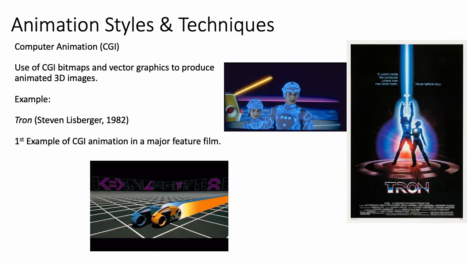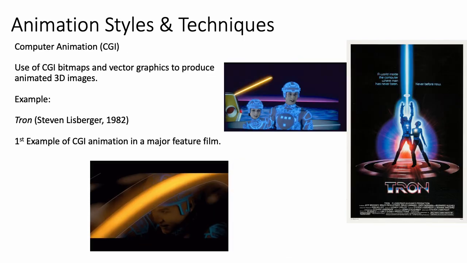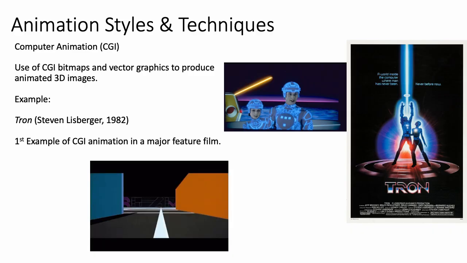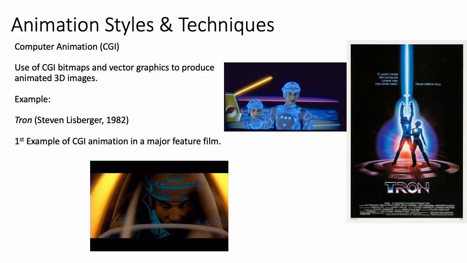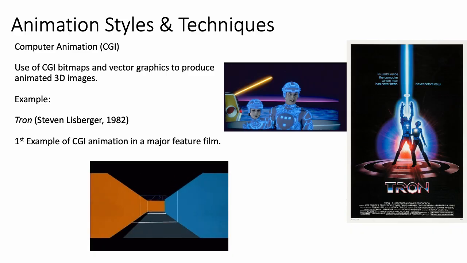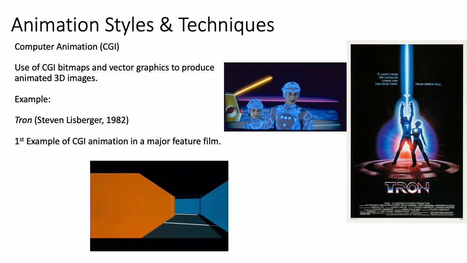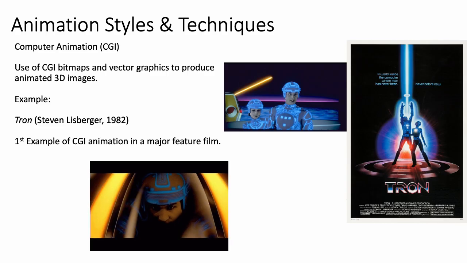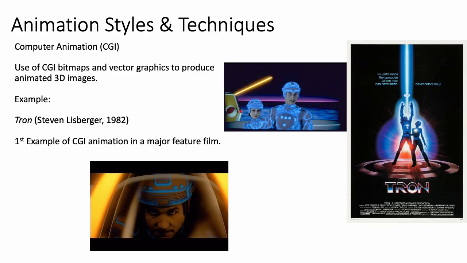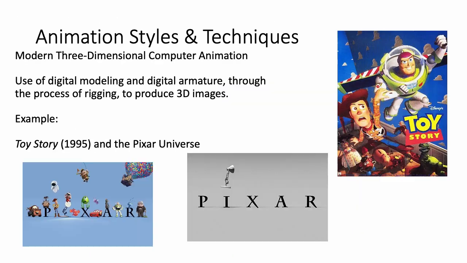Moving on to computer animation or CGI animation, this is the use of CGI bitmaps and vector graphics to produce animated 3D images. The earliest example of this in a major feature film is the film Tron. An example of modern 3D computer animation are the films in the Pixar cinematic universe.